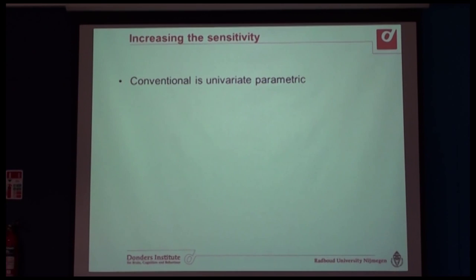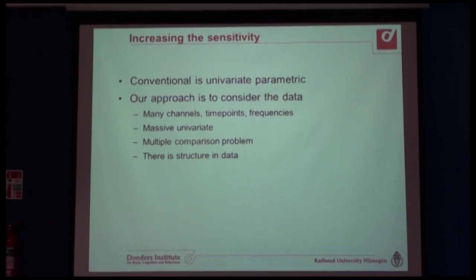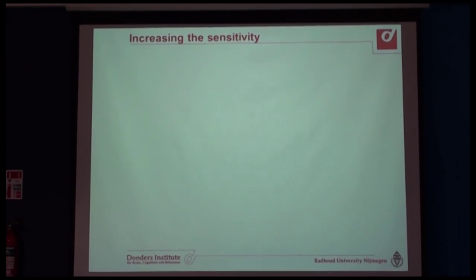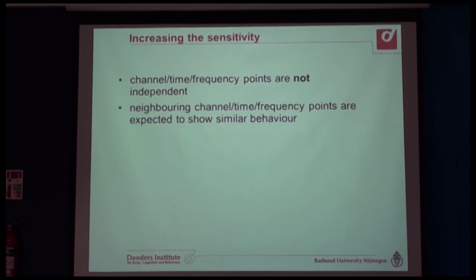So the conventional way of doing statistics is to do a massive univariate parametric test. And our approach is to consider the data. We know that in this channel time frequency data, neighboring channels show the same thing. Neighboring frequency points, they also show the same thing. So what we're doing is we're using the structure that is present in the data to increase the sensitivity. And increasing the sensitivity is done by using our knowledge about the data, that neighboring channel time frequency points show the same thing. So what we do is we cluster them.